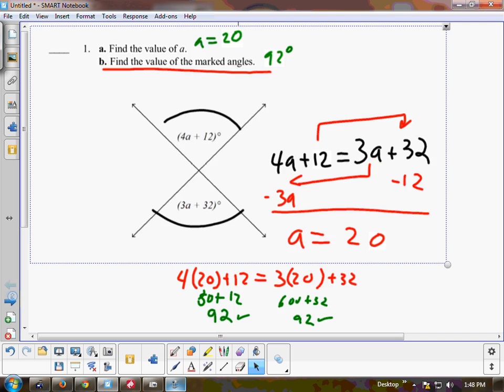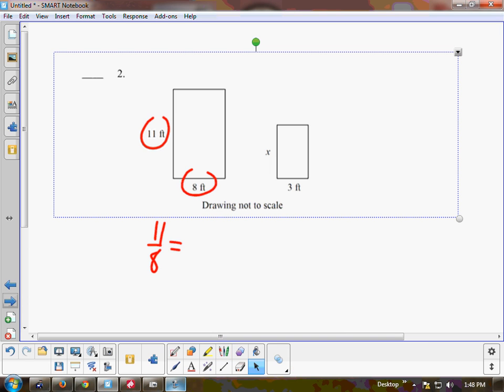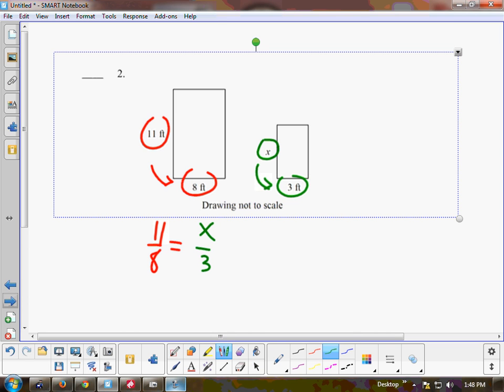Okay, let's look at the second question on the quiz review. We have two similar rectangles, so we can say 11 is to 8 as x is to 3. So we're going to go the same direction with our proportion. And 11 is to 8 as x is to 3. We're going to cross multiply. We'll bow tie it. 33 equals 8x. And x is going to equal 33 divided by 8.